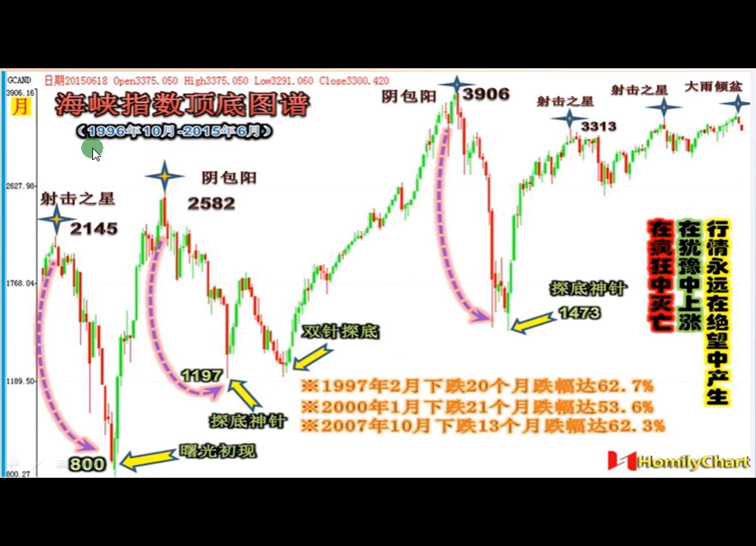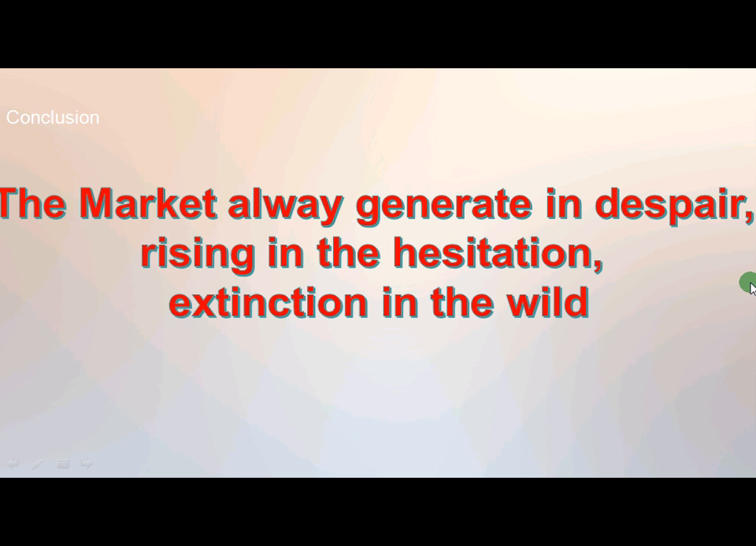Okay, so we can see here. Now this is the monthly chart, and here this is the sell point. This is the bottom. This is another bottom. Okay. So what is that meaning? From the chart, you should get some conclusion. The conclusion is like that. The market is always born in despair, rising in hesitation, and extinct in the wild. So if you want to operate, if you see many investors talk about stocks, you should be cautious. You should pay more attention to the risk. If no one talks about stocks, you know that maybe they have some chance. Okay, so this is the conclusion.